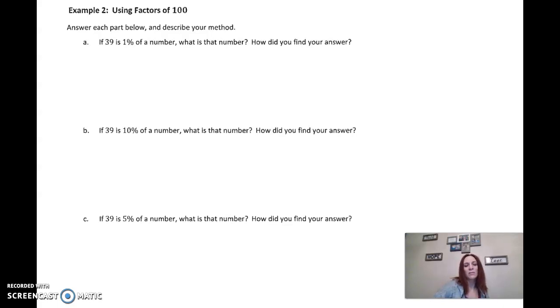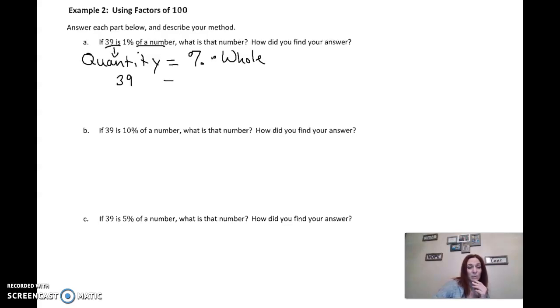Okay, if 39 is 1% of a number, what is the number? Quantity equals percent times whole. Remember, our "is" part is a quantity, so I'm going to plug in 39 here, equals 1%. Take the decimal point, move it over 2 times. So that's 0.01 times our whole, which we don't know. So I'm solving for x.